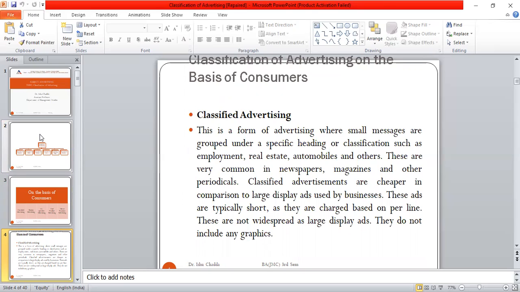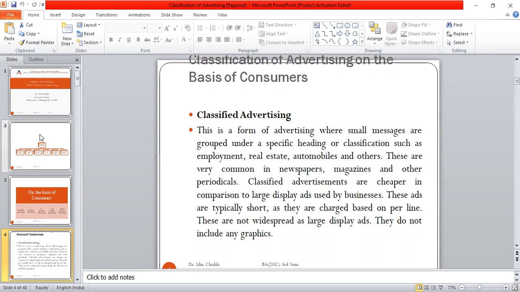Classified advertisements are cheaper in comparison to large display ads used by businesses. It is one of the cheapest resources adopted by a person to display his or her ad. Classified ads are typically very short. They are charged per line. Newspapers and magazines charge the ads on a per line basis. That's why the ad has to be very short and crisp. It must be to the point.